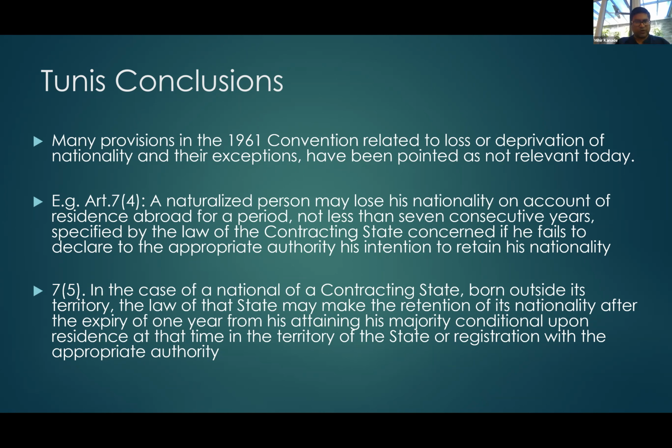But in the Tunis conclusions, the group of experts concluded that some of the provisions of the 1961 Convention are redundant or not relevant or counterproductive in today's world. So I'm going to give you two examples of that. One is Article 7, paragraph 4, which stipulates that a naturalized person may lose his nationality on account of residence abroad for a period not less than 7 consecutive years, specified by the law of the contracting state concerned, if he fails to declare to the appropriate authority his intention to retain his nationality.